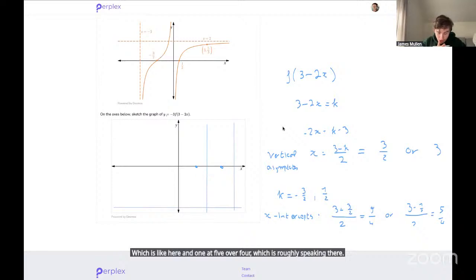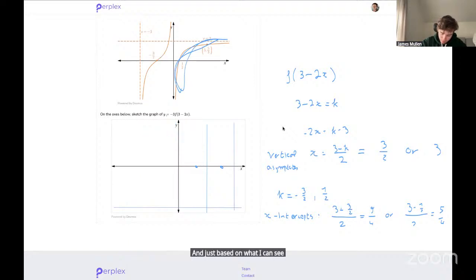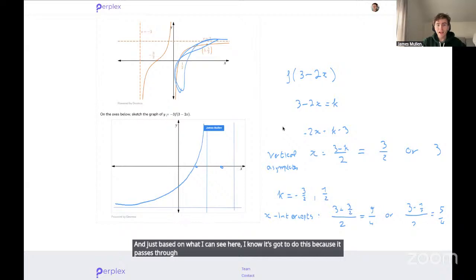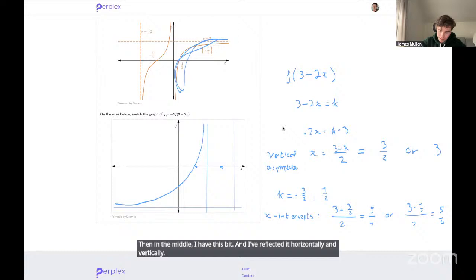Okay, and now I am more or less ready to graph this because I know that I have an asymptote here, and the shape, by the way, I'm going to have a reflection from the original, so this branch here is going to come, in some way, over here. And just based on what I can see here, I know it's got to do this because it passes through that point and it has to go from the asymptote to the asymptote. Then in the middle, I have this bit, and I've reflected it horizontally and vertically. So I reflect it horizontally, it becomes shaped like that. I reflect it vertically, and it becomes shaped like that. And so it's going to be shaped like this.